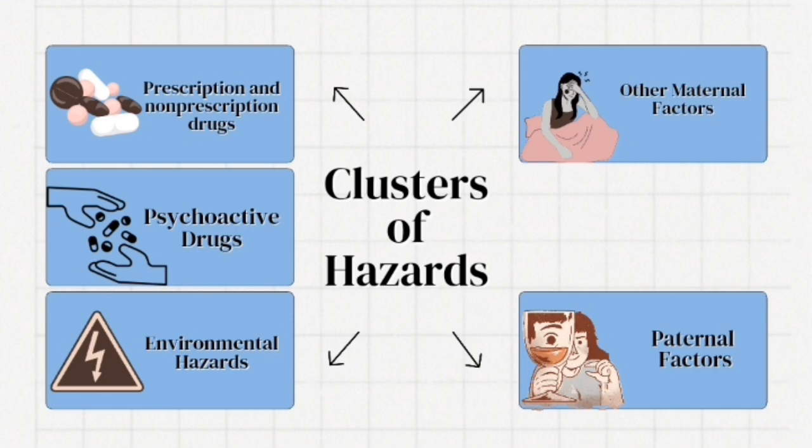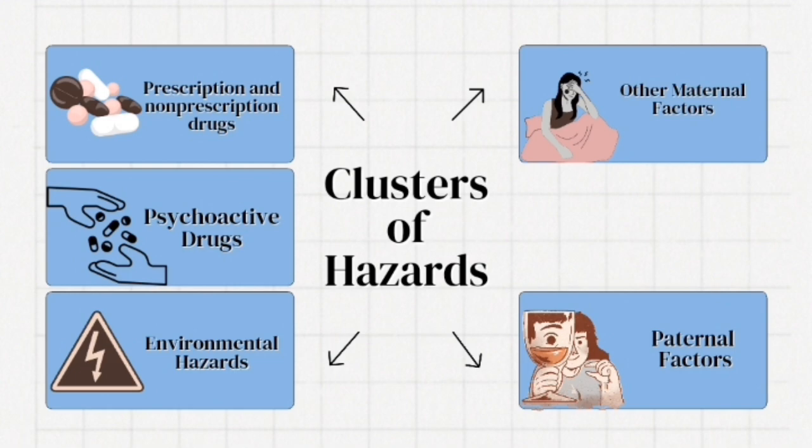Fourth, stress and anxiety. Increased stress during pregnancy is linked to premature birth, low birth weight, and developmental issues like ADHD and schizophrenia. Fifth, nutrition. Maternal malnutrition can severely affect fetal growth, potentially resulting in smaller brain and developmental delays. Folic acid is crucial to prevent neural tube defects.